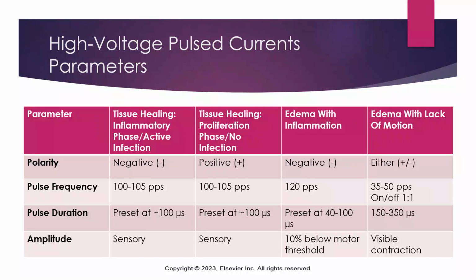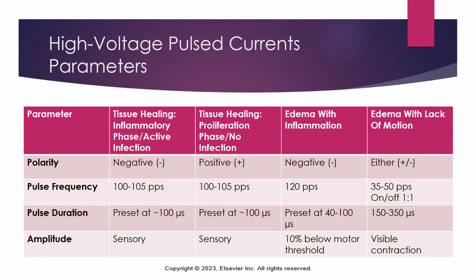Okay. And then the last one, we have edema with lack of motion. So polarity could be either positive or negative. As far as the pulse frequency goes, 35 to 50 pulses per second. And we're going to set an on-off cycle for this one at 1 to 1. So it could be 10 seconds on, 10 seconds off. The pulse duration is going to be set anywhere from 150 to 350 microseconds. And we're trying to get a visible contraction here, because we have a lack of motion, okay?